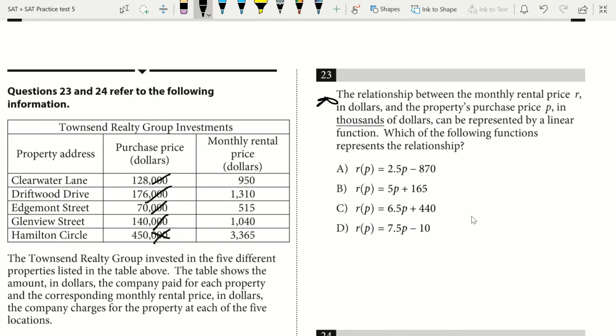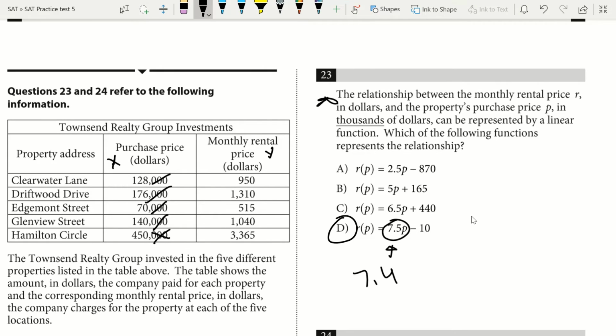So now when I do that, I see I have to find the slope, right? Well, my slope's going to be my rise over run, right? Or my y value, which is R, P, over my x value, right? My increase in y over my increase in x. So when I do that, 950, right? I'm just going to pick one and I'm going to use it. So I'll pick that 950, that Clearwater Lane, and I'm going to divide it by that 128 to get my slope. When I do that, I get 7.4, which is closest to 7.5, right?